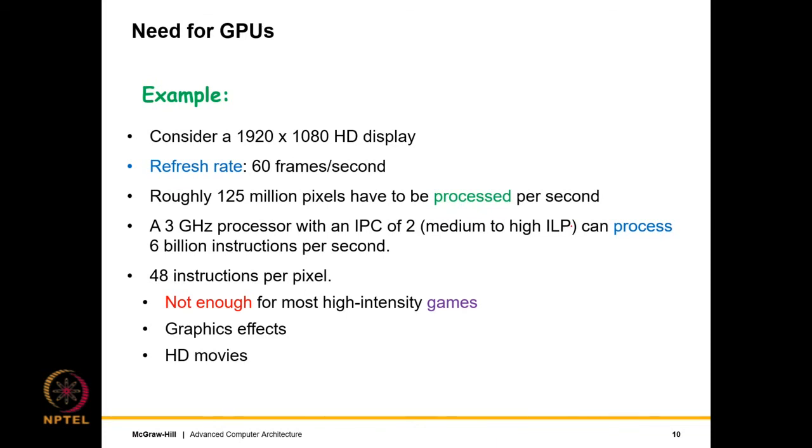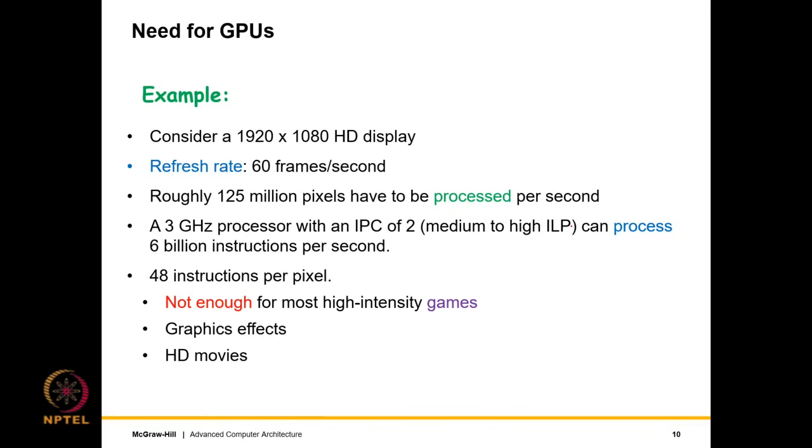Well, let's do a little bit of math. So consider the display on which I am recording this video. It has 1920 pixels on one axis and 1080 pixels on the other axis. So it's a high resolution, it's an HD display. The refresh rate, which is the number of frames that I show per second, is 60 frames per second. So this means that roughly 125 million pixels have to be processed per second.